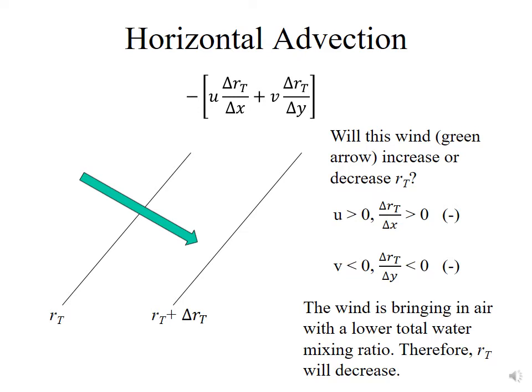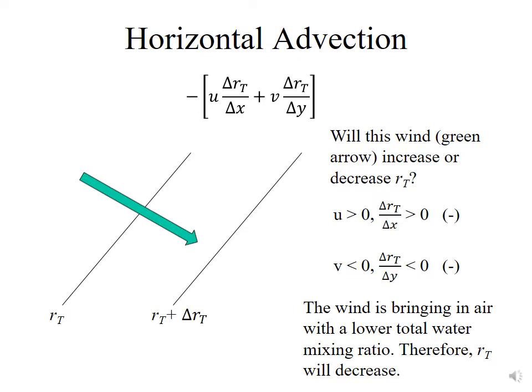If we have a wind that is shown in the green arrow, that one has a positive U component and a negative V component. So if we put this together, the first term, the minus U delta RT over delta X, the U is positive, and the delta RT over delta X is positive, but we have a negative sign out in front, so that component of the term is going to be negative, which will cause a decrease in the storage of water at that location.